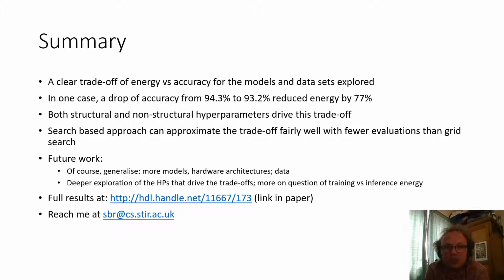We showed that a search-based approach like NSGA2 can approximate this trade-off fairly well with far fewer evaluations than a grid search. And of course, there is plenty more to do. We would certainly like to generalize it, look at other model types, random forests, regression models, etc. Look at other hardware architectures, other data sets, and a deeper exploration of the hyperparameters that drive the trade-offs. Certainly more on this question of training versus inference energy.